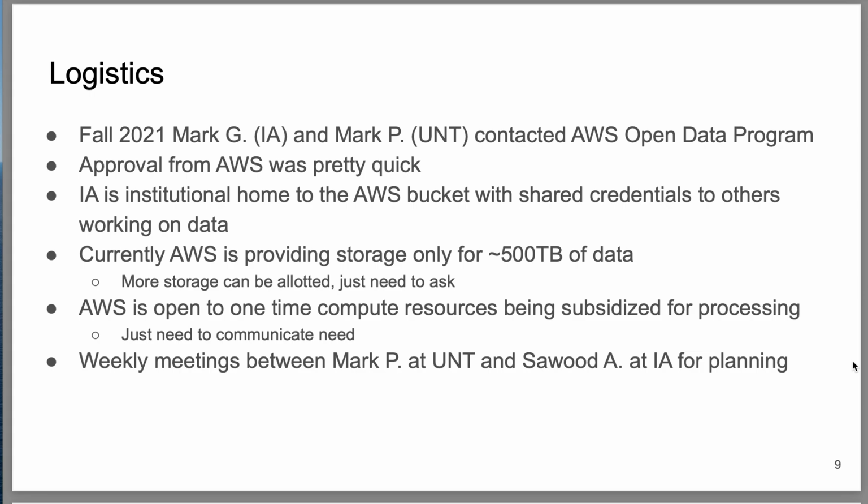The IA, the Internet Archive, is the institutional home for the accounts that we work with, and we use shared credentials with different partners. So I have shared credentials on their hosted S3 bucket. And currently we have an allocation of around 500 terabytes of data in S3, which is being picked up by the Open Data Program. If we need more, we just have to ask, but they've initially allocated around 500 terabytes, which should be close to what we need footprint-wise.